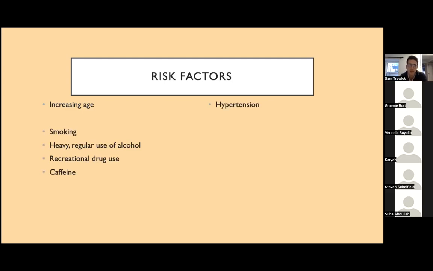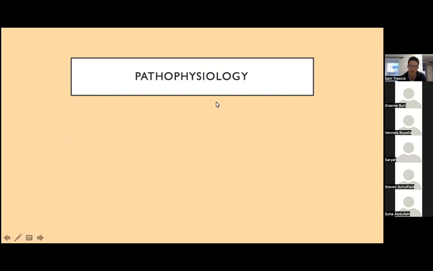Caffeine, and recreational drug use, especially stimulants, increase the risk. Smoking is slightly contentious, as there's mixed evidence on whether it contributes or not. And hypertension, heart failure, diabetes, obesity are the big ones, along with coronary artery disease and hypothyroidism as well. I completely agree with you.